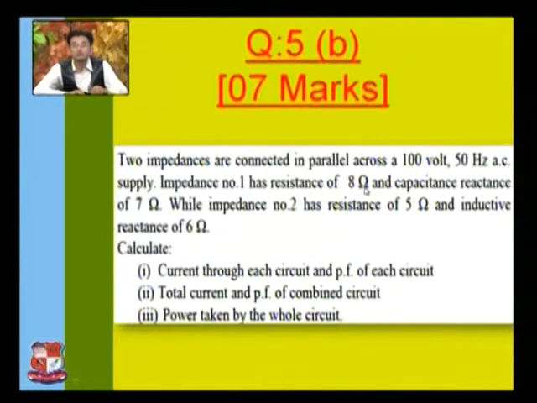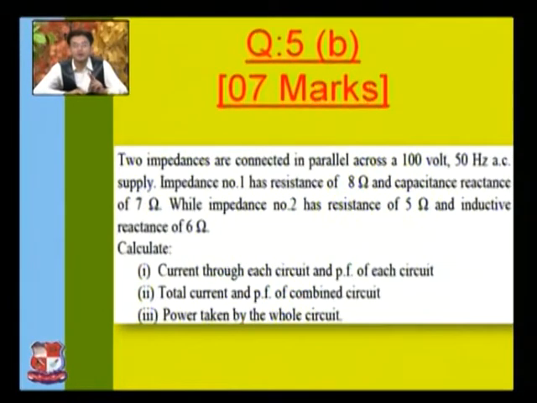8 ohm, and the value of capacitive reactance is 7 ohm. While impedance number 2 has a resistance of 5 ohm and inductive reactance of 6 ohm. So these are the two conditions. From these two conditions, first of all, you should be able to find out Z1 and Z2.